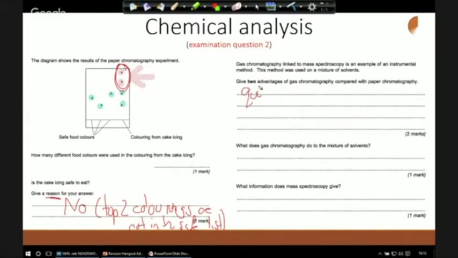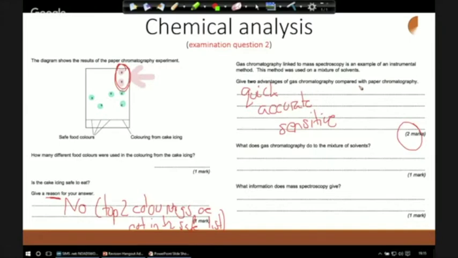We're either going to be saying that it's quick, or we're going to be saying that it's accurate, or we can say that it's sensitive. One of these points will get us 1 mark, but the page is out of 2, so we need to look at 2 specific parts.